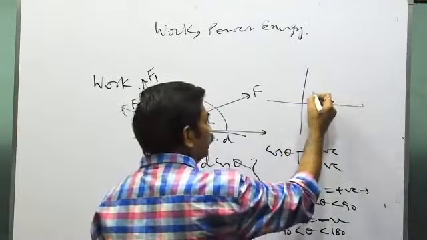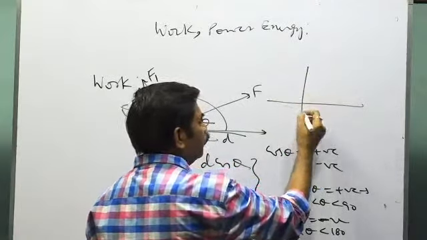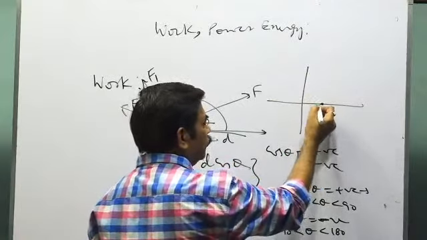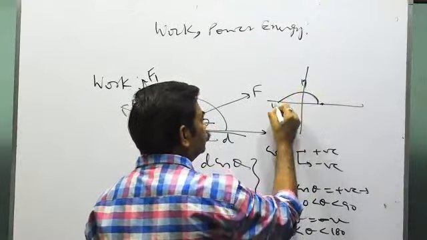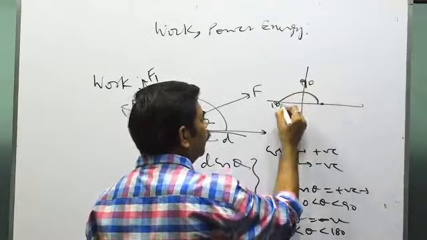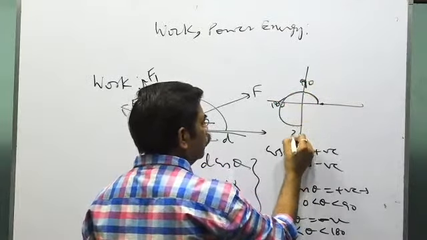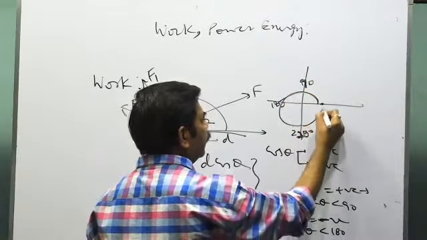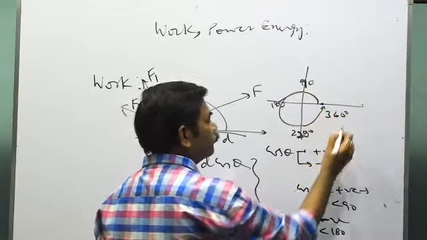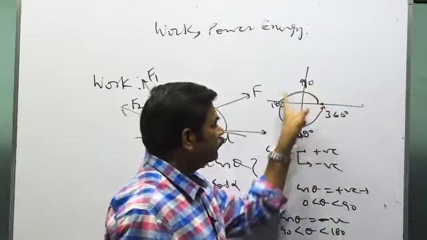These are the quadrants. Up to this it is a 90 degree angle. Up to this point it is a 180 degree angle. Up to this point it is a 270 degree angle. Up to this point it is a 360 degree angle.